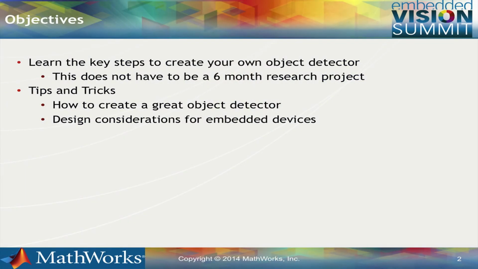I've got two objectives for this talk. One, for those of you who haven't created your own object detection systems before, I want to teach you the key steps that you'd have to follow if you wanted to create one of these systems yourself. And if you do decide to create a custom object detector, hopefully it doesn't have to be a 6-month research project. I'll also share some tips and tricks on how to create a great object detector. It's something I've learned taking my lumps, unsuccessfully trying to create many object detectors, and successfully creating a couple. I'll also talk about some design considerations for embedded devices, which could be the difference between an object detector running at 1 FPS on your cell phone and something that might actually work.